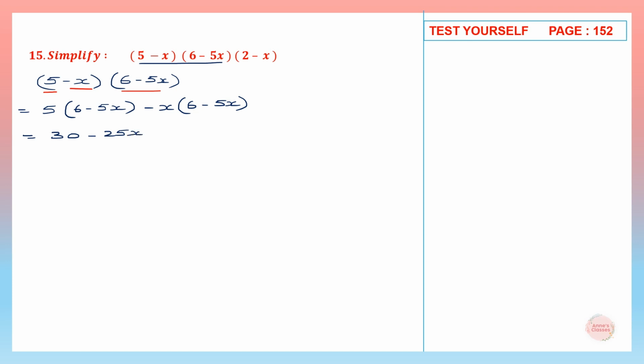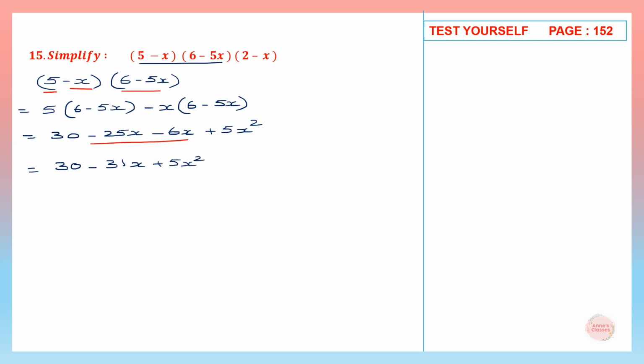So let's multiply. 5 into 6 is 30, minus 5 5s are 25x. Then go to the next one. Minus x into 6 is minus 6x. Minus x into minus 5x. Minus into minus is plus. The number is 5. x into x is x square. Now look out for the like terms. The like terms are these two. So let's write the rest as it is. So here we have 30, minus 25 minus 6. Signs are the same. Put the same sign and add: minus 31x plus 5x square.